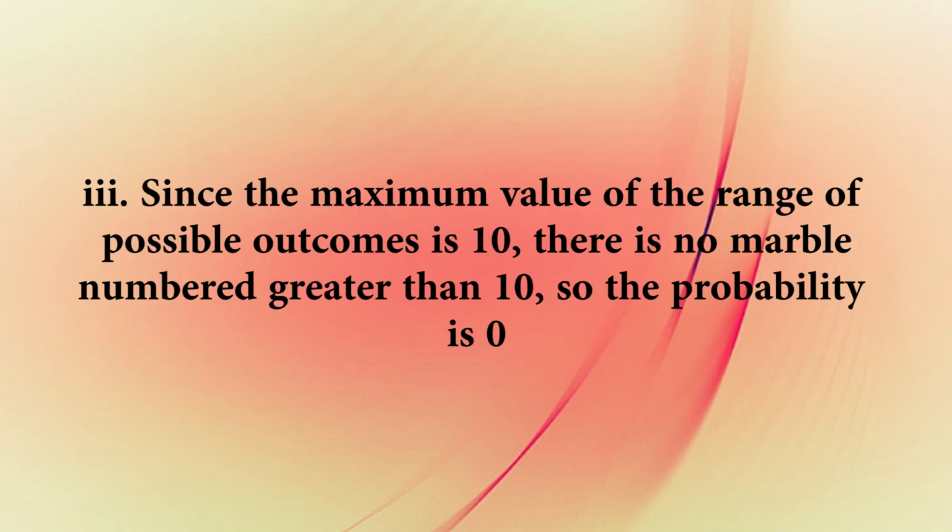Sub-question C is answered as follows. Since the maximum value of the range of possible outcomes is 10, there is no marble numbered greater than 10. So, the probability of selecting the marble number greater than 10 is 0.